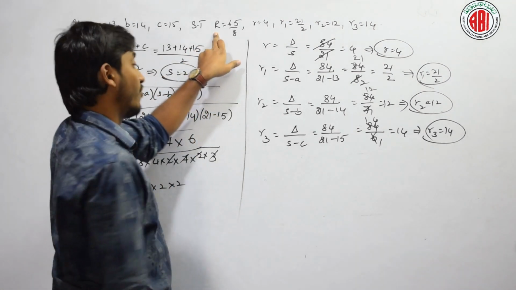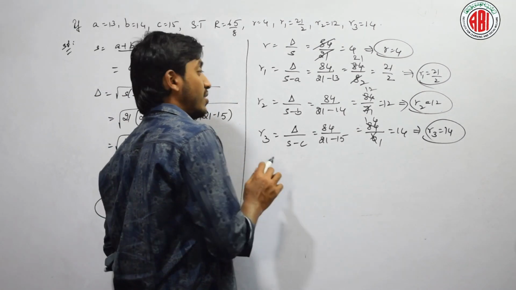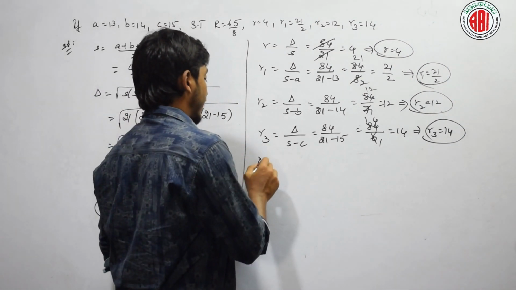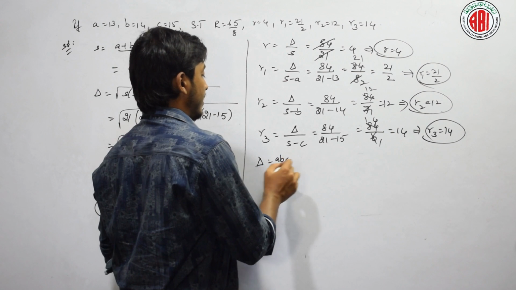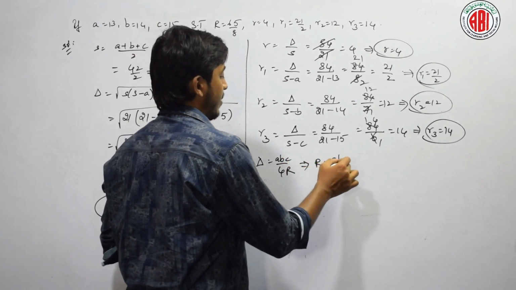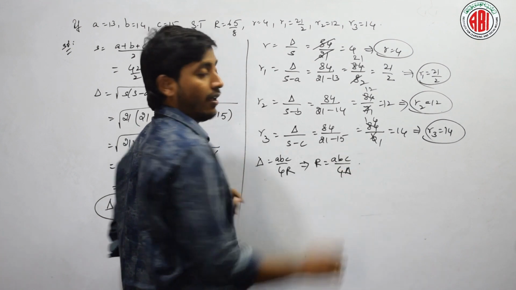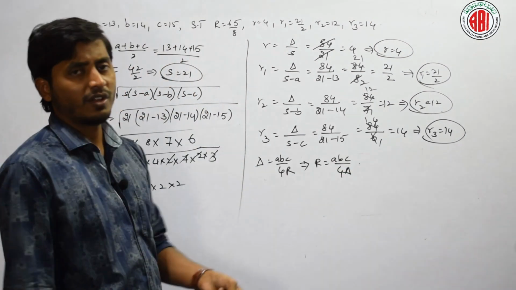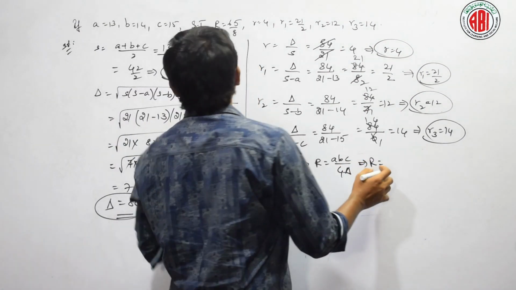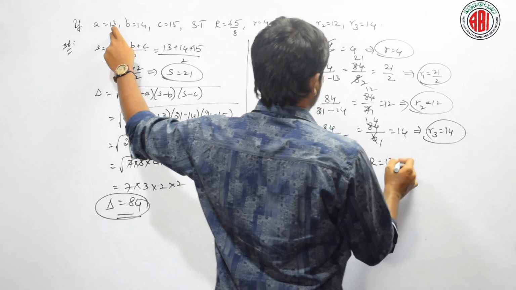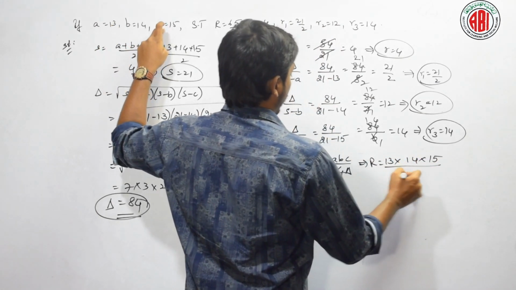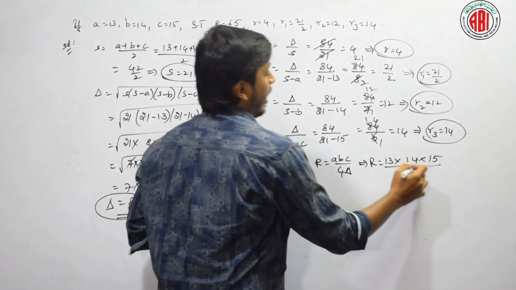Capital R value. How to find capital R? What is the relationship between delta and R? Tell me. I know that delta is equal to ABC by 4R. From this, can I write R as ABC by 4 delta? We can write, right? Just substitute all the values and simplify. That is, R is equal to A is 13, B is 14, C is 15 by 4 into delta value is 84.